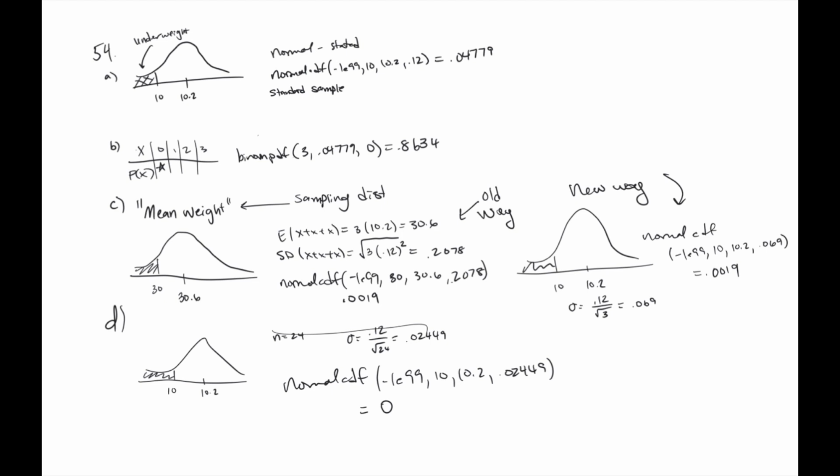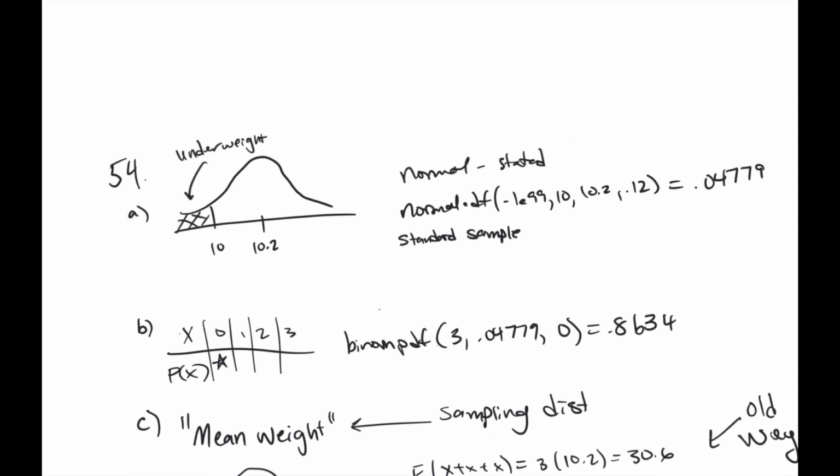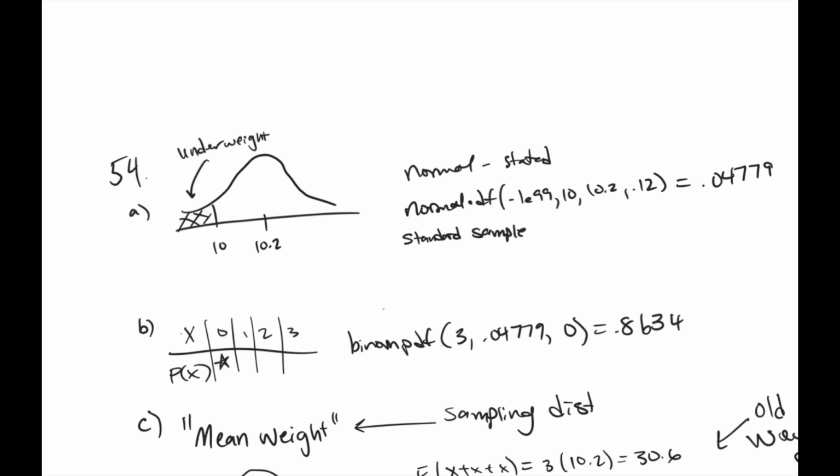Okay, this is question 54. This is the one that we did at the end of class. Most every class did this, if not all. This is a lot like question 44 that we just went through. This is about potato chip bags being underweight or overweight.